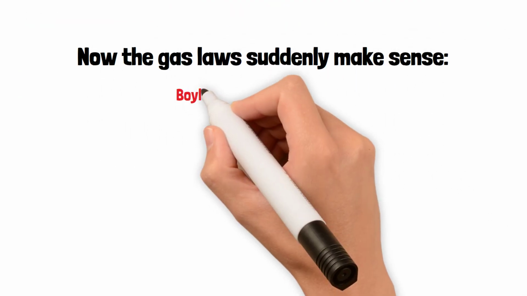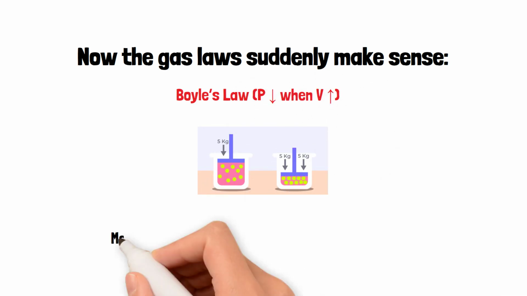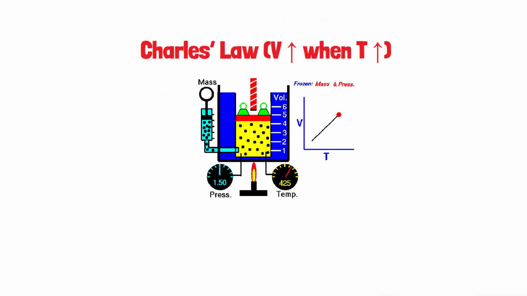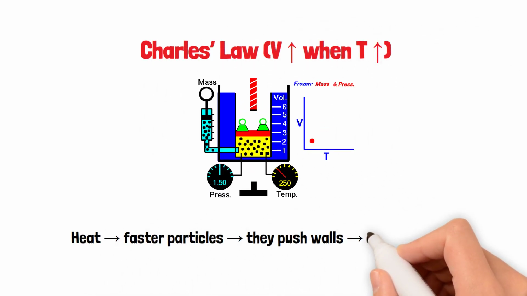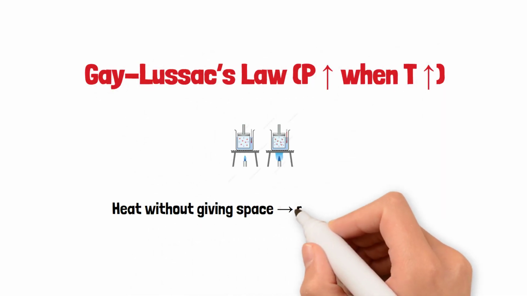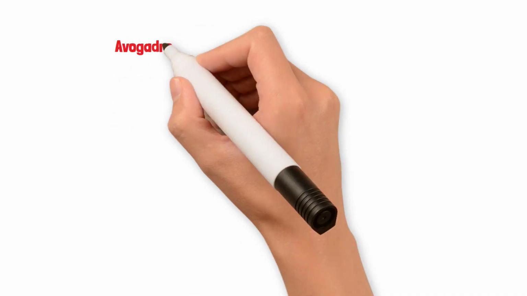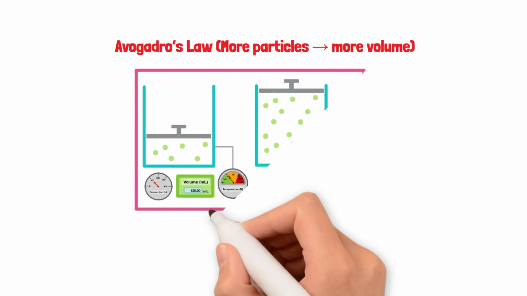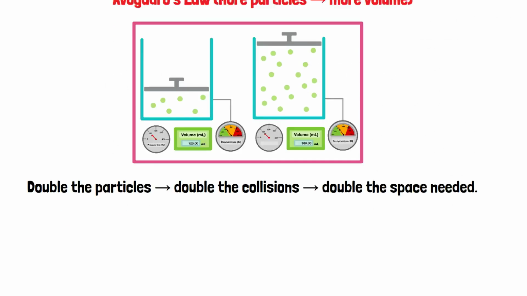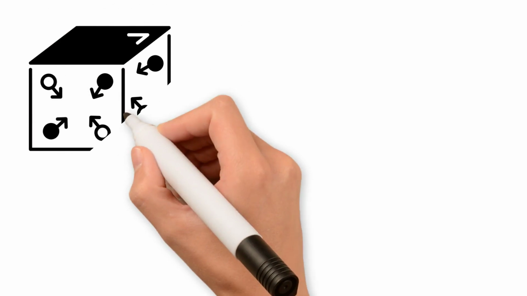Boyle's law: P goes down when V goes up. More space, fewer collisions, lower pressure. Charles' law: V goes up when T goes up. Heat, faster particles, they push the walls, gas expands. Gay-Lussac's law: P goes up when T goes up. Heat without giving space, pressure shoots up. Avogadro's law: more particles, more volume. Double the particles, double the collisions, double the space needed. Every gas law is just particle behavior written mathematically.